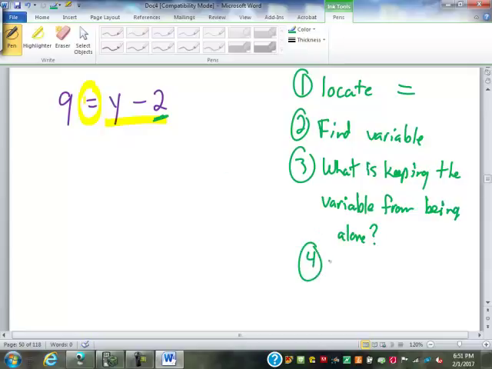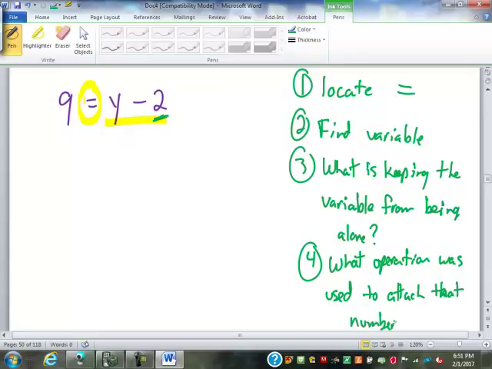Along with that, what operation was used to attach that number to the variable? How is the 2 attached to our y? What operation? It was subtracted. So then if it was subtracted, how do we take it off? Add. The opposite of subtracting. Exactly. The opposite of subtracting is adding. So the opposite of subtracting 2 is adding 2. Makes that go away. Leaves us with y.